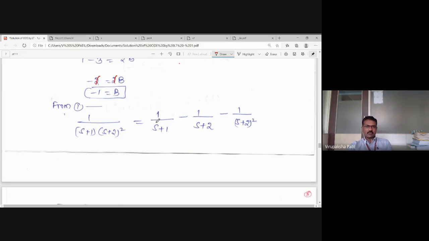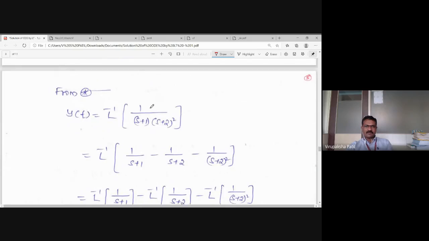So that becomes 1 divided by s plus 1 minus 1 divided by s plus 2, because the b value is minus 1, minus c, 1 divided by s plus 2 whole square. So this is s plus 2, because the c value is also minus 1, so I have written it here.